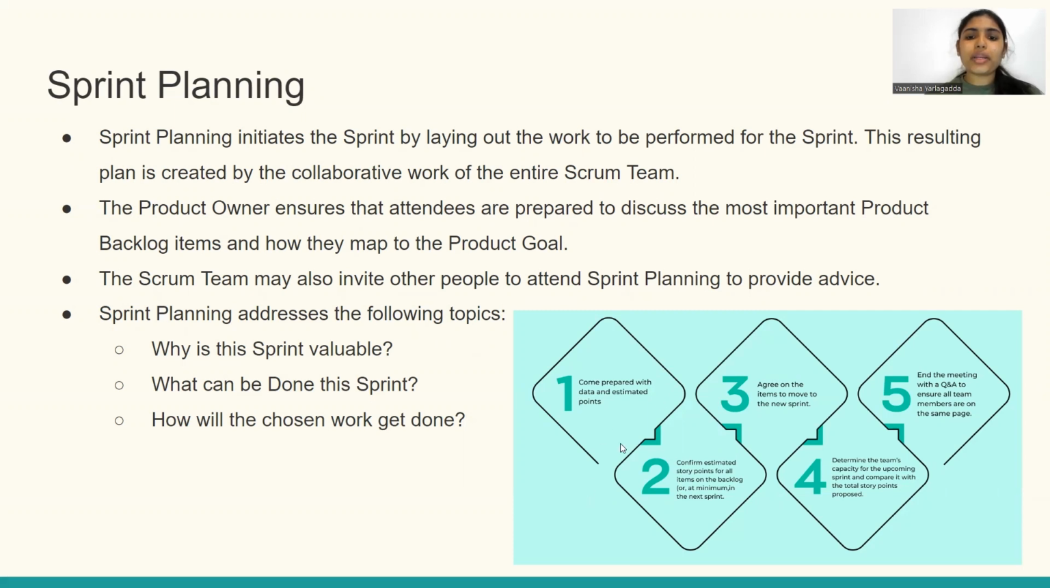Firstly, we come prepared with the data and the estimated points, and then we confirm estimated story points for all items on the backlog, or the minimum in the next sprint. And if these two are okay, then we agree on the items to move to the next sprint. Then we determine the team's capacity for the upcoming sprint and compare it with the total story points proposed. Finally, at the end of the meeting, with question and answers, we ensure all the team members are on the same page. So sprint planning basically helps us to organize the way we do our project.